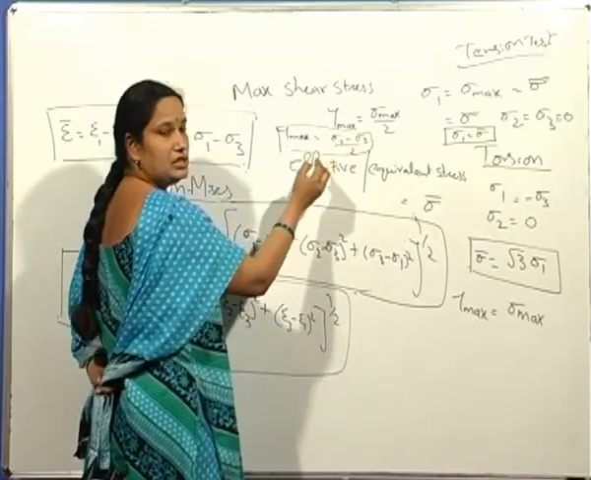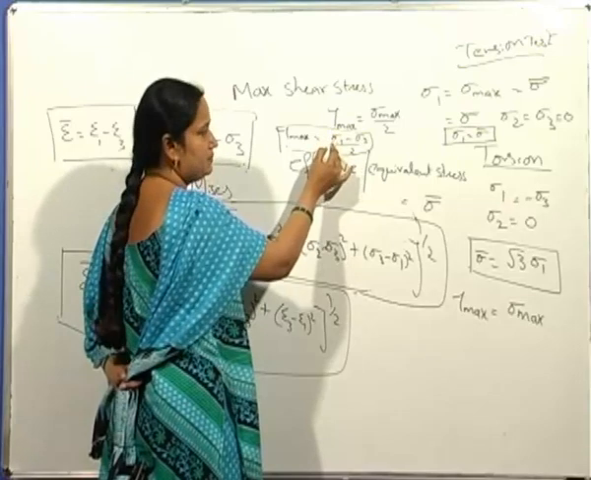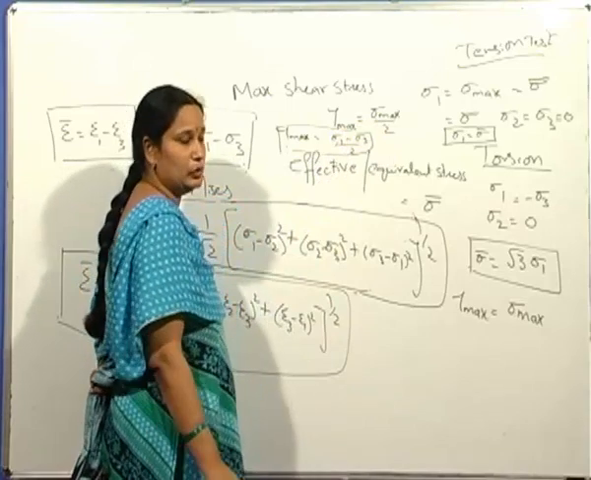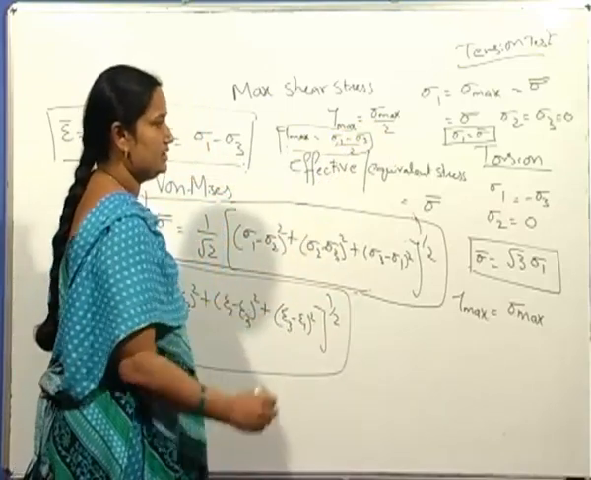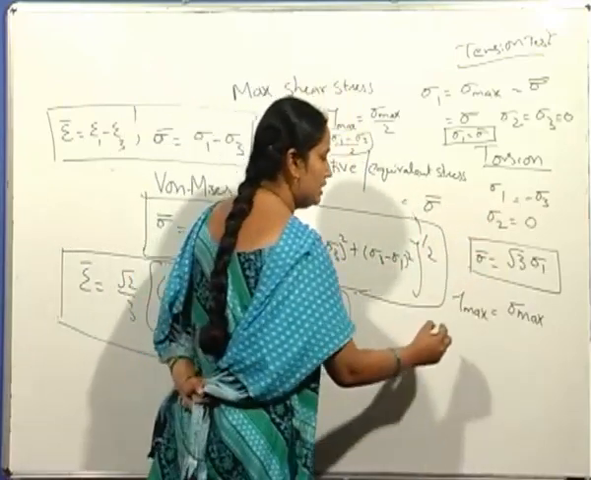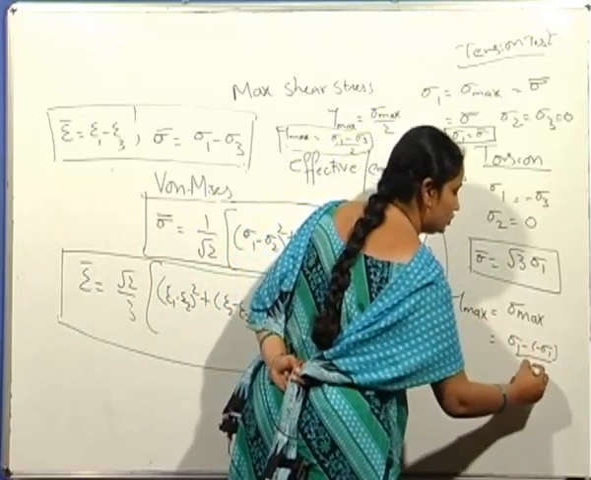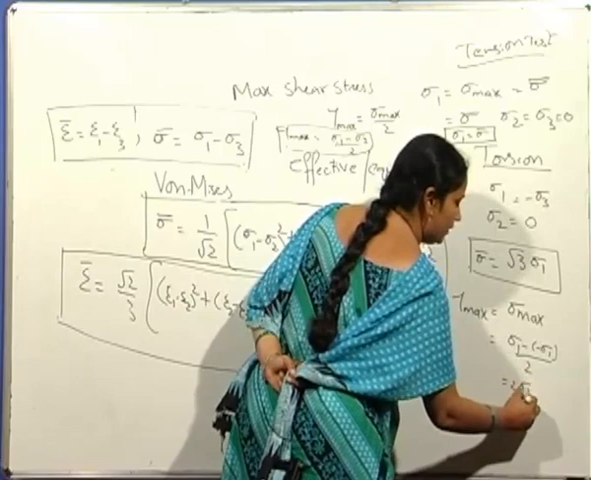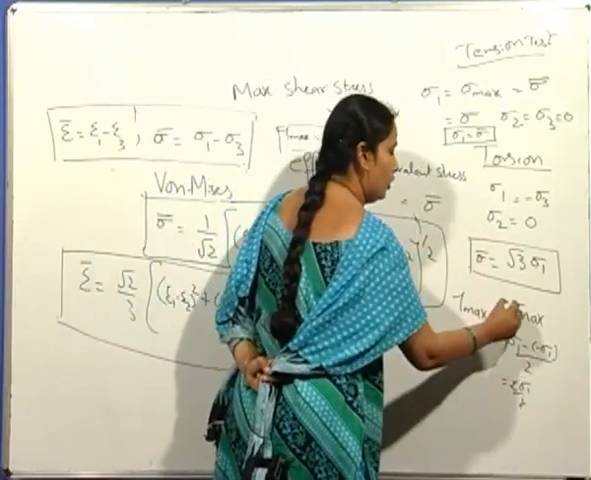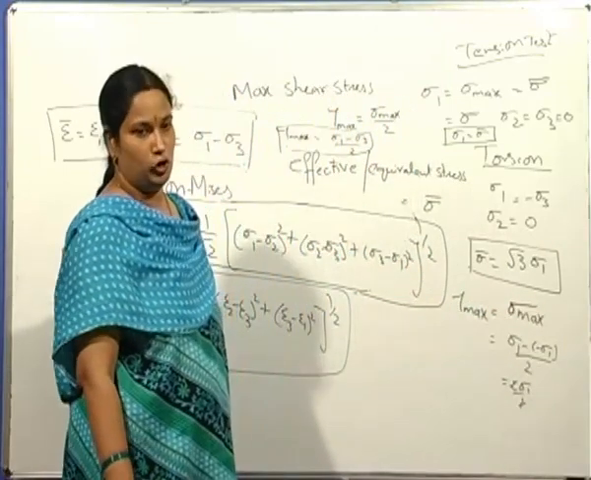So for the case of tension test, sigma 1 is the principal normal stress and sigma 3 is equal to 0. So tau max is equal to sigma max by 2 for the case of tension test. And for the case of torsion, we have sigma 1 is equal to minus of sigma 3. So tau max is equal to sigma 1 minus minus sigma 1 by 2, which is 2 times sigma 1 by 2. So tau max is equal to the maximum value of the normal stress. So this is for the case of torsion.